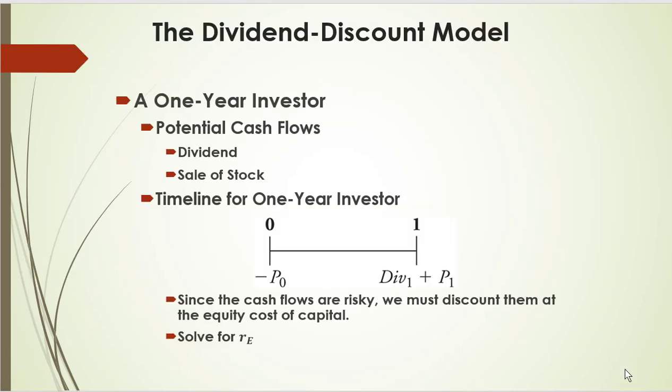So let's start talking about just a one-year investor. If you were going to buy a stock today for P0, and then at the end of the year you expected to get a certain price and then a dividend within that year, we would like to be able to calculate, at least for this particular investment, R sub E, which is the equity cost of capital.